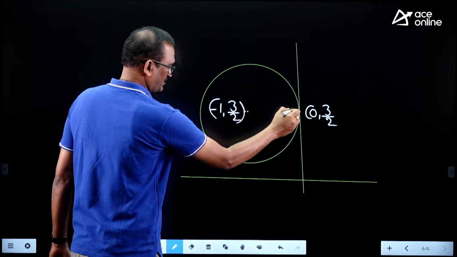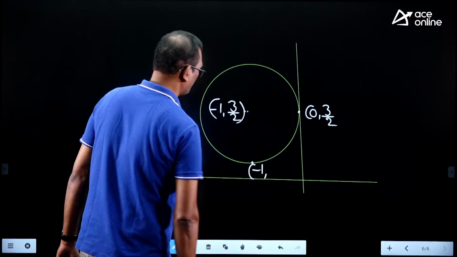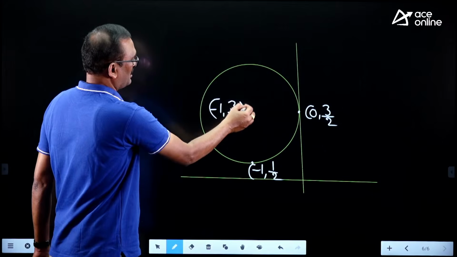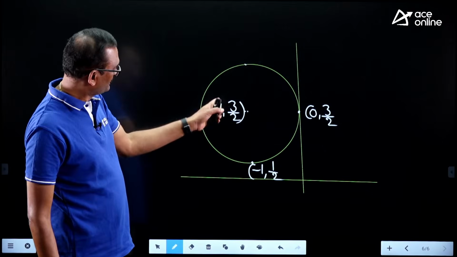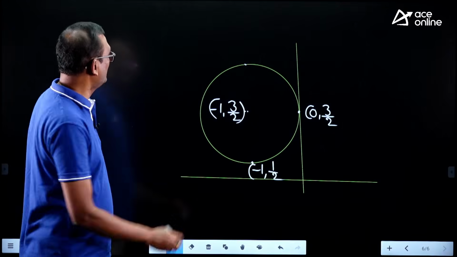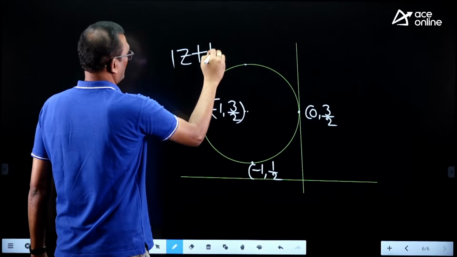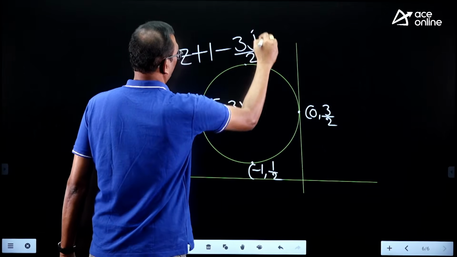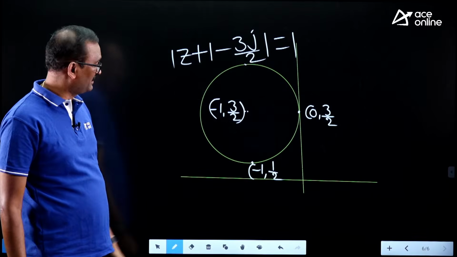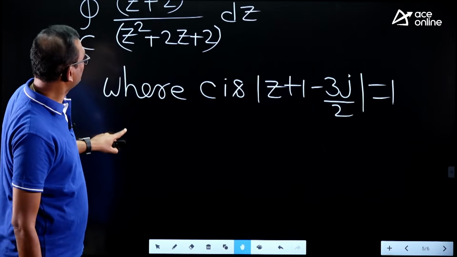If the radius is 1, then from here to here the point should be minus 1 comma 1 by 2, because the radius is 1. Therefore, from here to here also radius 1, so it is minus 1 comma 5 by 2. But first of all, we have to find the singular points. This is the curve magnitude of z plus 1 minus 3j by 2 equal to 1, a circle whose center is at minus 1 comma 3 by 2 and radius 1. Now, what are the singular points?